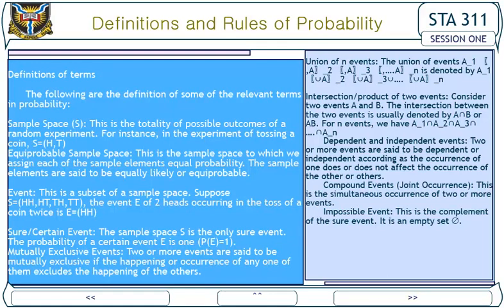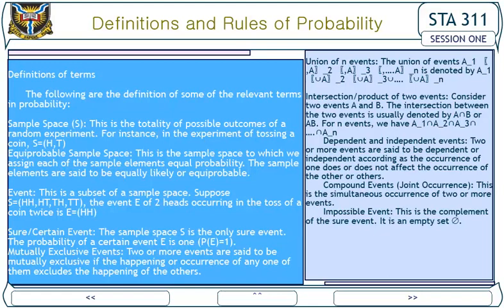7. Intersection. Product of 2 events. Consider 2 events A and B. The intersection between the 2 events is usually denoted by A intersection B or AB. For n events, we have A1 intersection A2 intersection A3 intersection ... intersection An. 8. Dependent and independent events. 2 or more events are said to be dependent or independent according as the occurrence of one does or does not affect the occurrence of the other or others.